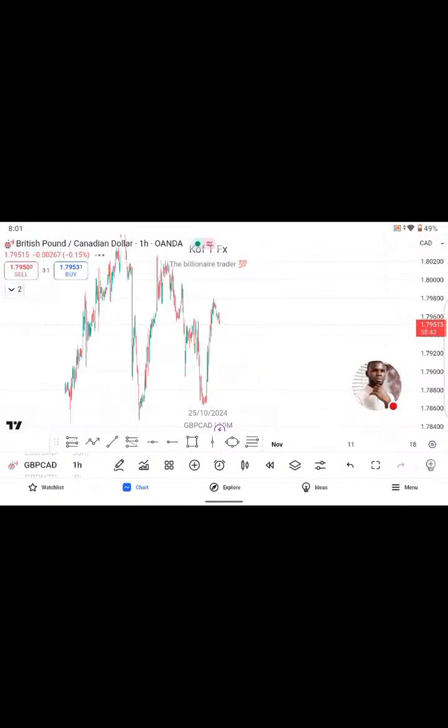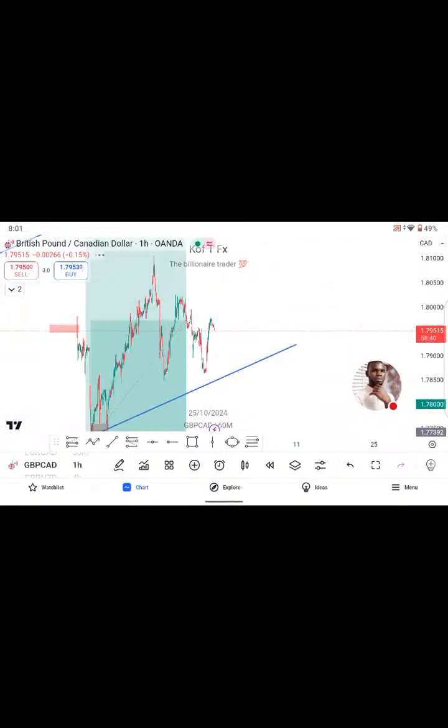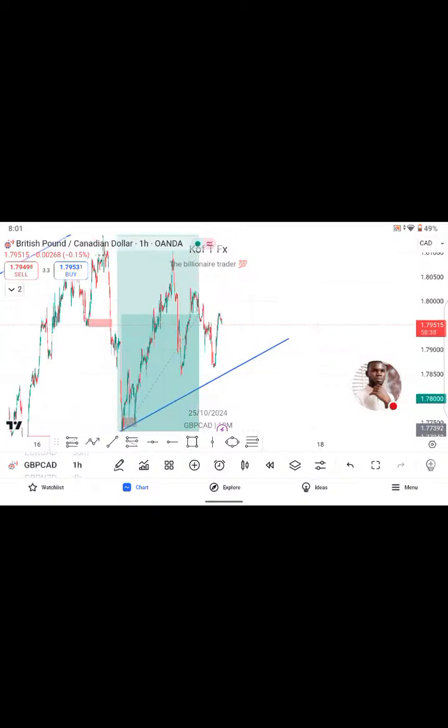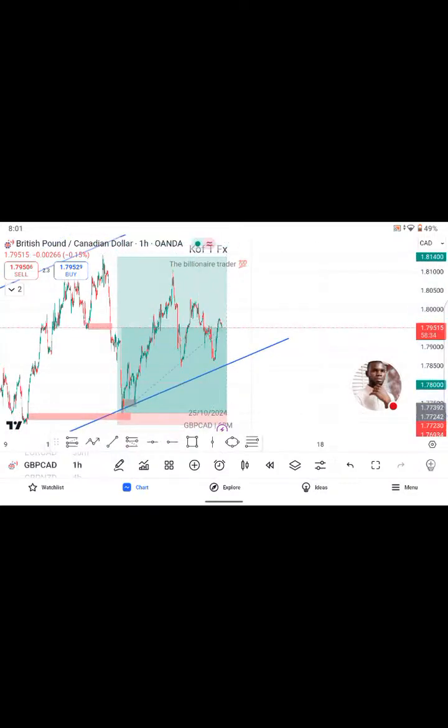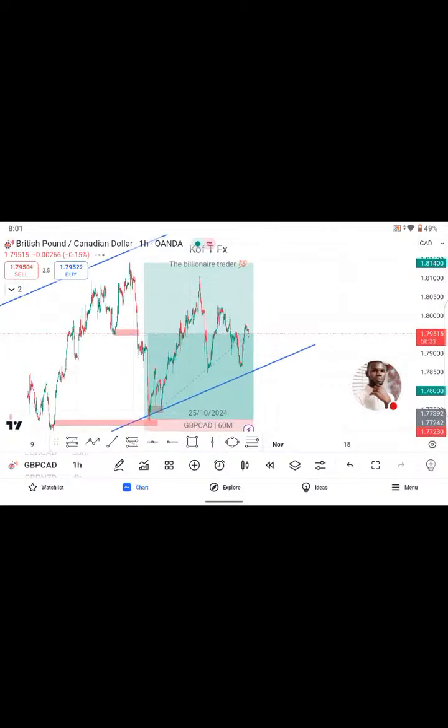GBP card is actually a swing trade, as you can see. Just imagine, price did not hit the TP before even dropping, but it is still going in the actual direction.